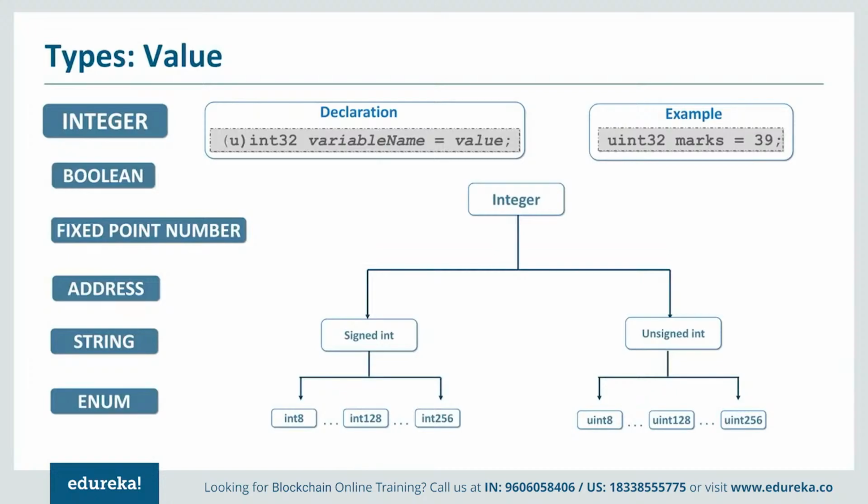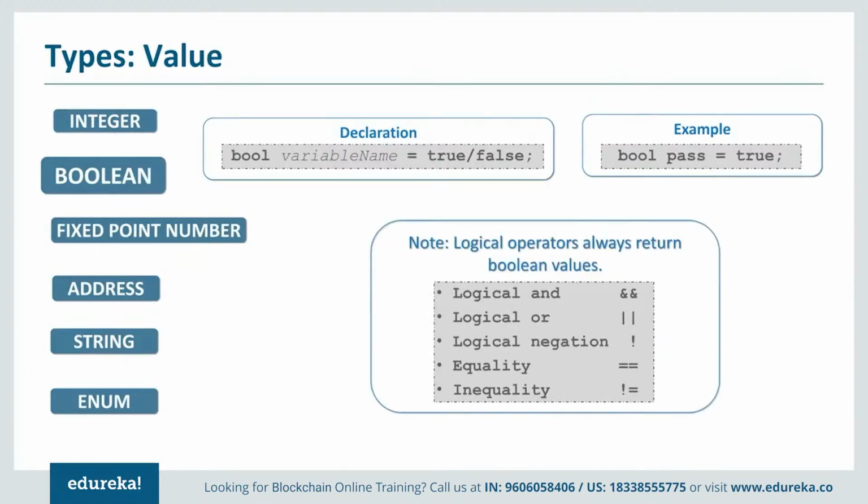The declaration of an integer value can be done with the int keyword or the uint keyword, followed by the variable name and then a value. For example, we define a uint called marks and assign it the value 39 in this manner. Next we have boolean values. As I said, boolean values are of 2 types: they're either true or false. They're declared using the bool keyword followed by the variable name and then specifying whether the boolean is true or false. For example, out here we have a boolean called pass and it has been assigned true. Also, if you all remember, I had told you that logical operators always return boolean values.